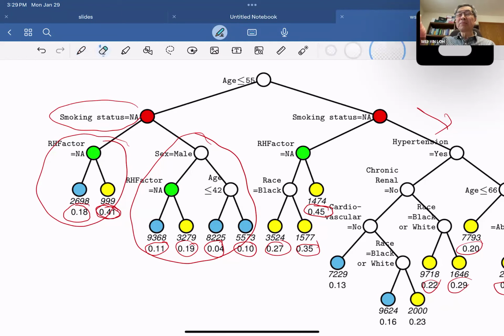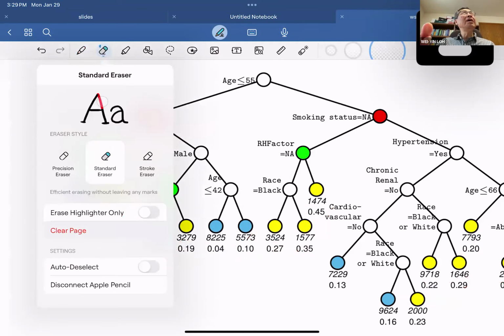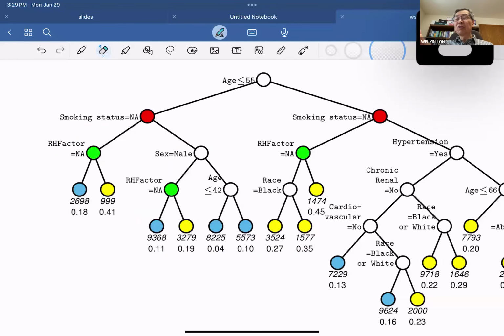So here's another example in the same picture. I think I'm almost out of time. Look at the green nodes. What are the green nodes? RH factor. They're all NA.